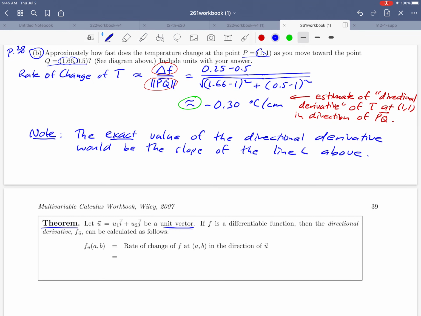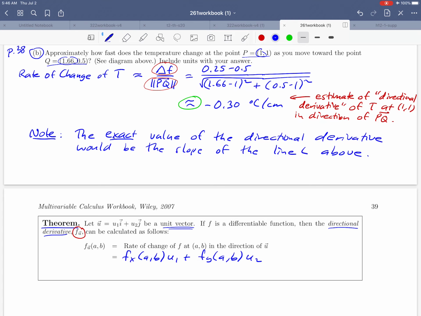And then if we have a differentiable function, we can calculate the directional derivative. Here's some notation first. f sub u, we would read as the directional derivative of f in the direction of u. That's what that symbol means. And here comes a formula for it. We can calculate that directional derivative by taking the partial derivative with respect to x times u1, the first component of our vector, plus the partial derivative with respect to y times the second component.